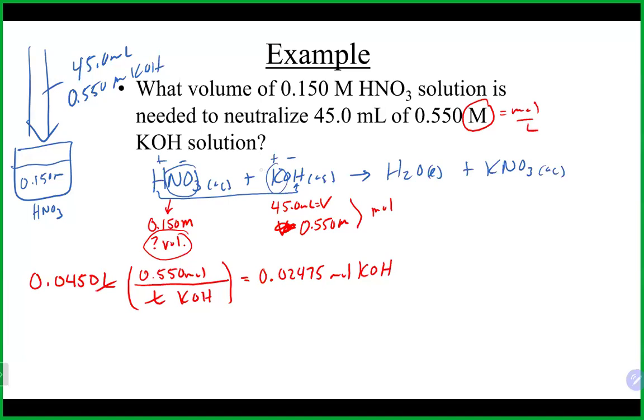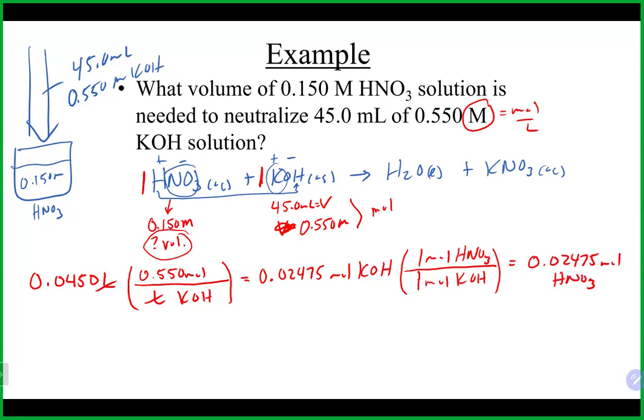So stoichiometry is next. It is a 1-to-1 relationship between those two in the balanced equation. So I could use that to get to nitric acid. 1 mole of potassium hydroxide gives me 1 mole of nitric acid. That's going to give me 0.02475 moles of nitric acid. So again, basically step 1, step 2, step 3.